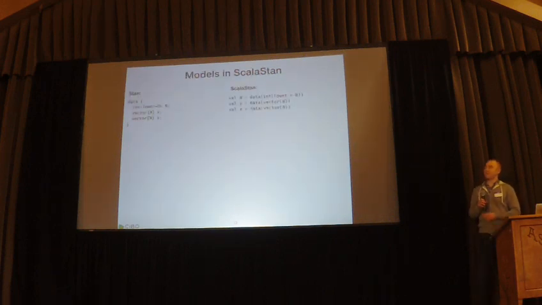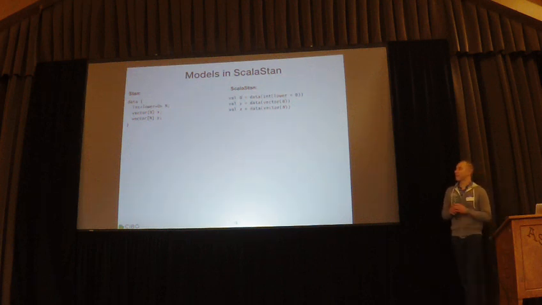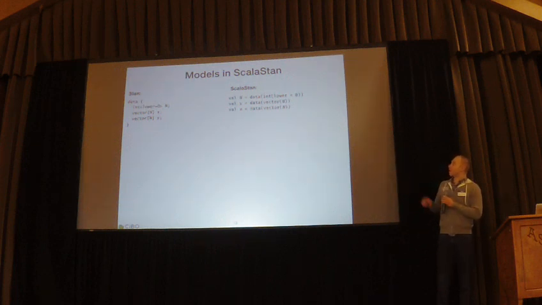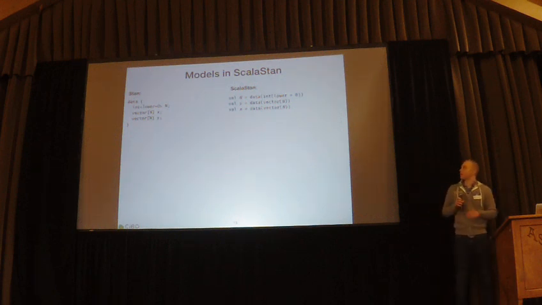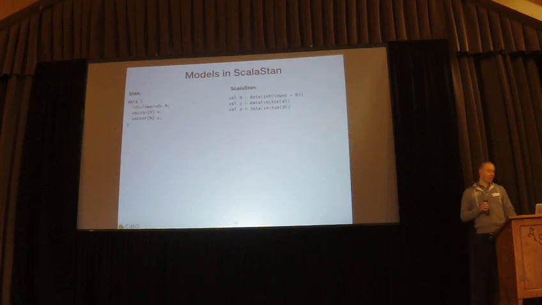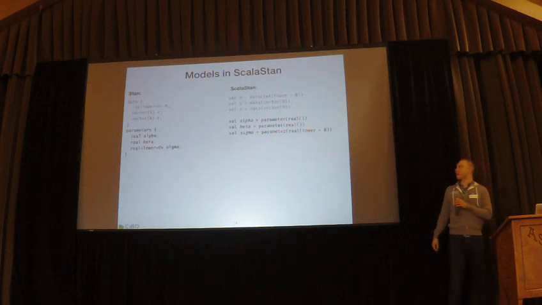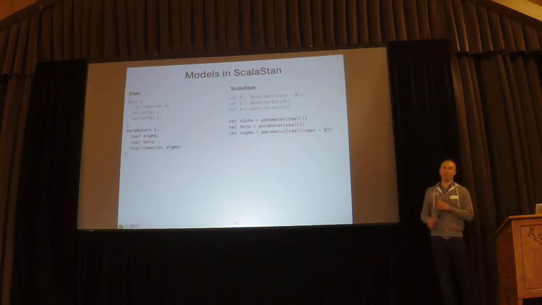So if we were translating this into ScalaStan, it would have your data. You specify val n equals data, which is like the left side for Stan. And you say it's an int with a lower bound of 0. And then you do the same for y and x. It's pretty similar to Stan. You can do the same thing for parameters. So you have a parameters block, but in ScalaStan you have a parameter, and then you say what type it is.